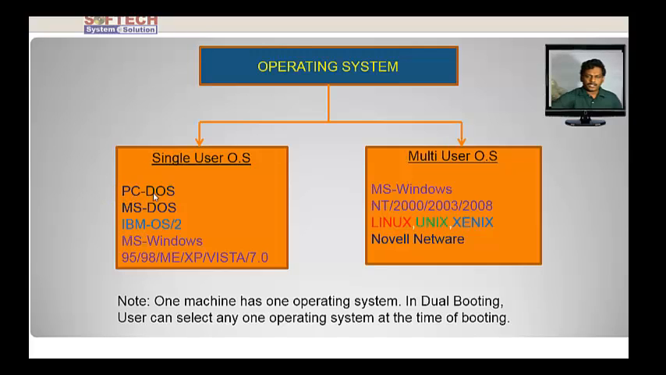They developed one operating system to control and manage the personal computer. That operating system is PC-DOS, developed by Bill Gates for IBM. That is Personal Computer Disk Operating System.